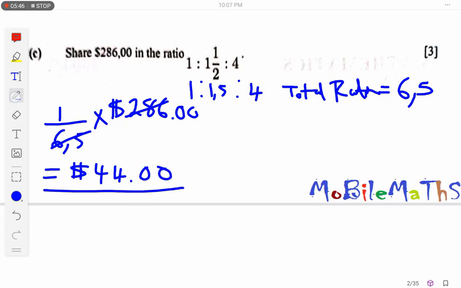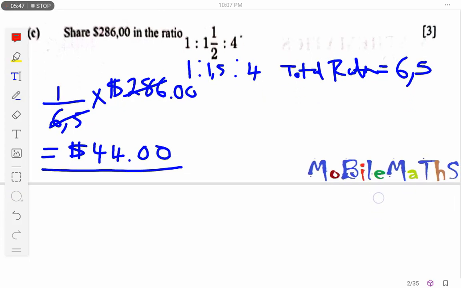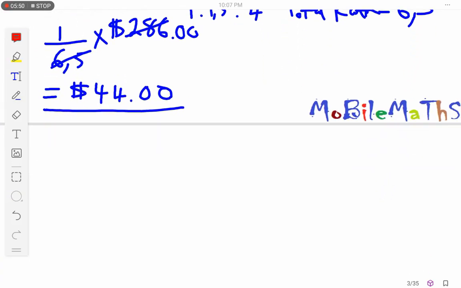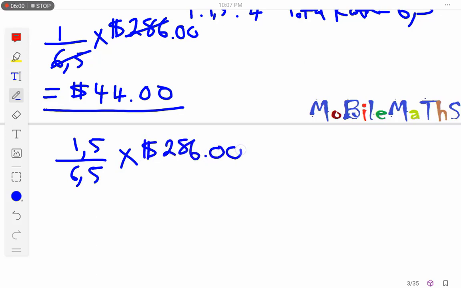Now let's go for the amount for ratio 1.5. I'll be using the same principle there. I'm going to say 1.5 over 6.5, which is the total ratio, times the amount, $286 there. Okay, I divide again. I'll have myself 6.5 there. I get 44 times 1.5.